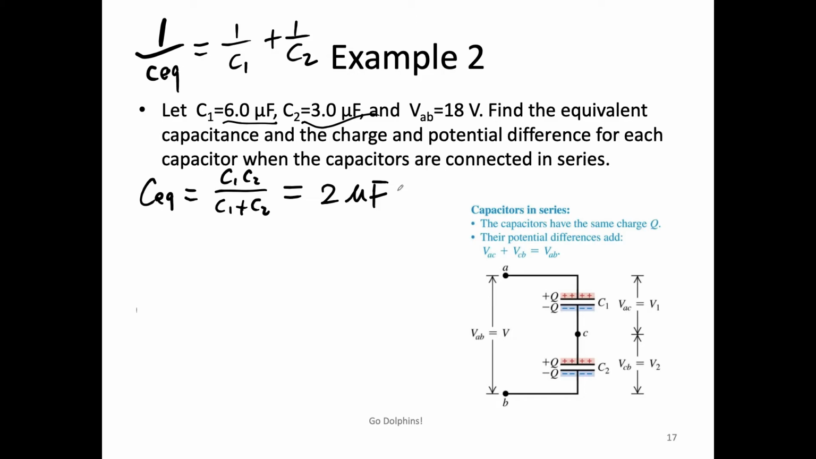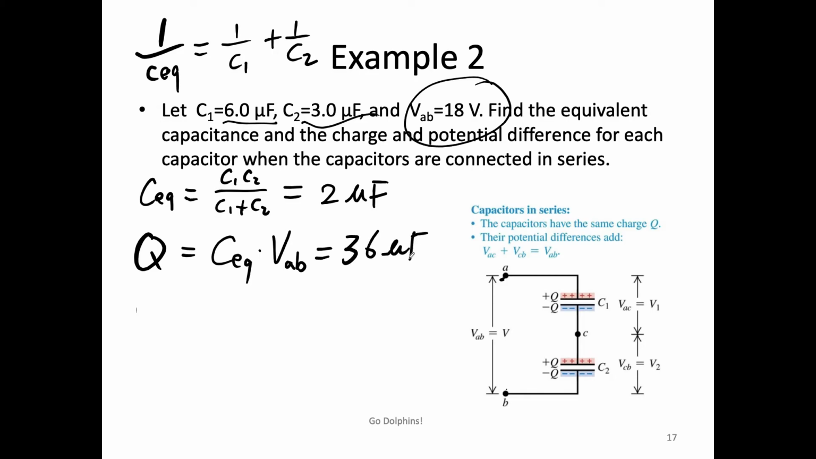That is the equivalent capacitance. And then we apply a charge of 18 on A and B. What's the charge carried by the equivalent capacitance? Q equals C total times VAB. Putting in all the numbers, 36 microfarad.